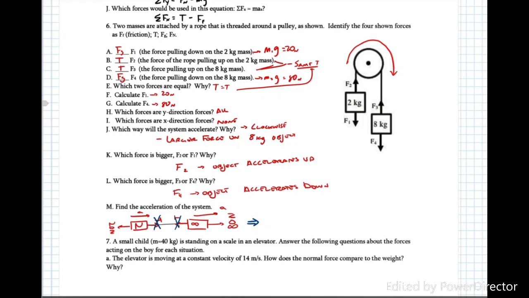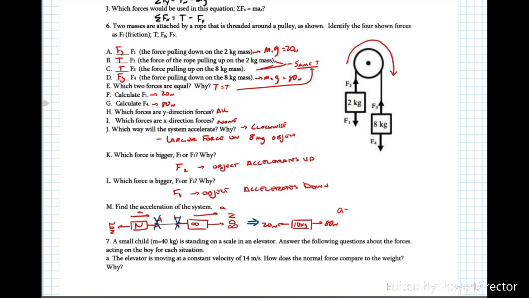Looking at this as one big system of 10 kilograms, since that tension is between those two objects, it goes away when we're talking about the entire system. We've got 10 kilograms now. Pulling to the right, we have 80 newtons. Pulling to the left, we have 20 newtons. I can really easily see that my net force on this thing is 60 newtons to the right.